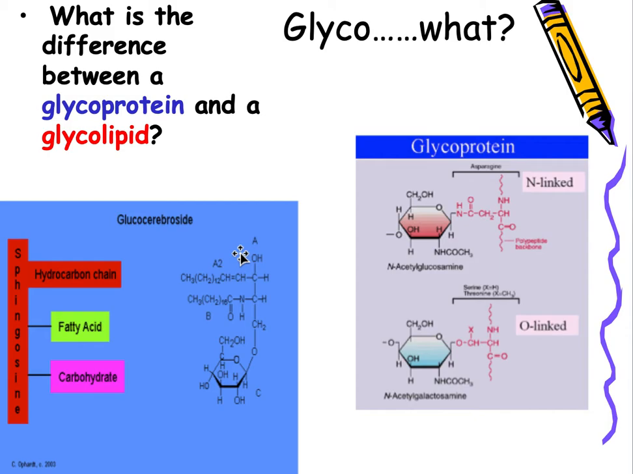Alright, so what's the difference between a glycoprotein and a glycolipid? When the carbohydrate is attached to the protein, it's called a glycoprotein, and when the carbohydrate is attached to a lipid, it's called a glycolipid. Simple.